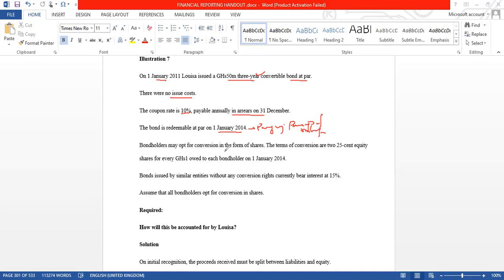All right, so bondholders opt for conversion in the form of shares. The term is that they will convert at 25 cents. Okay, so let's replace this with pesos. Let's replace this with pesos. All right, so for equity share, for every 1 Ghana cedi. So this is what we have. And we have the bond issued by a similar entity without conversion. So this one becomes our effective rate. And it says how will this be treated.